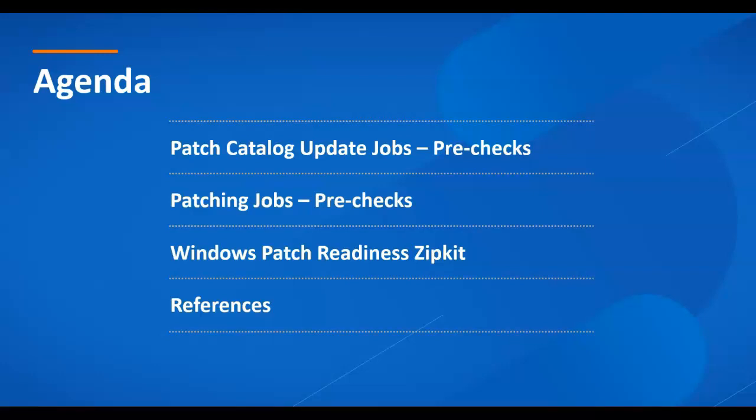We will first talk about pre-checks before running a patch catalog update job. We will then move over to the pre-checks before running a patching job. I will also walk you through the steps to import and run a compliance job using the Windows Patch Readiness zip kit. This zip kit is used to run some basic tests against a target server to determine whether or not a target server is ready to be patched via TSSA.